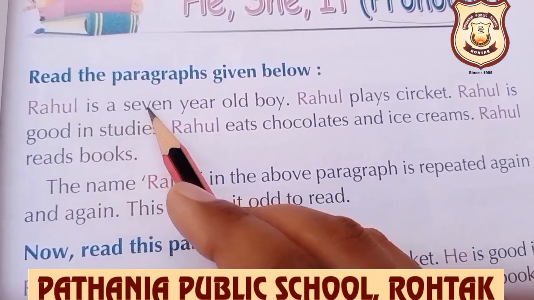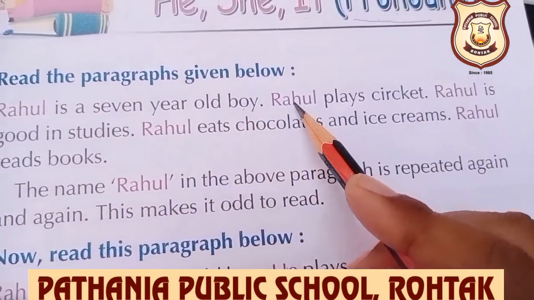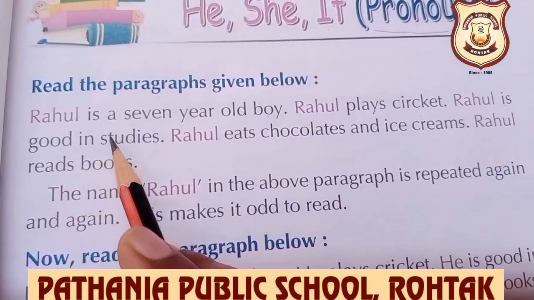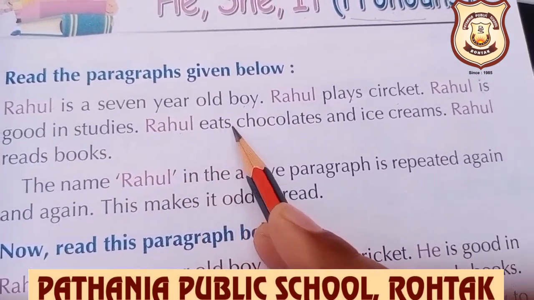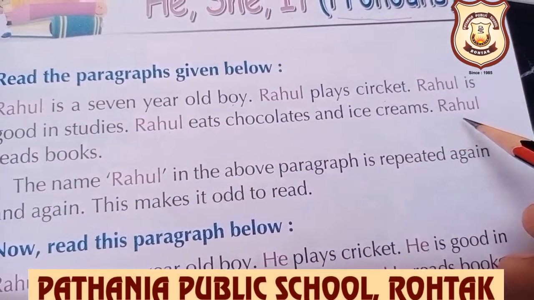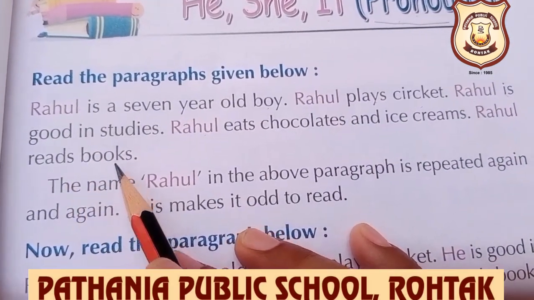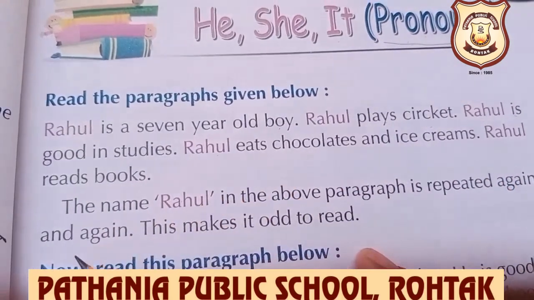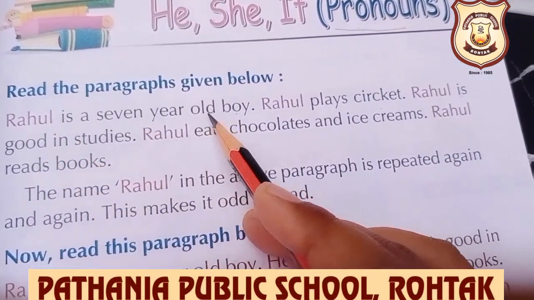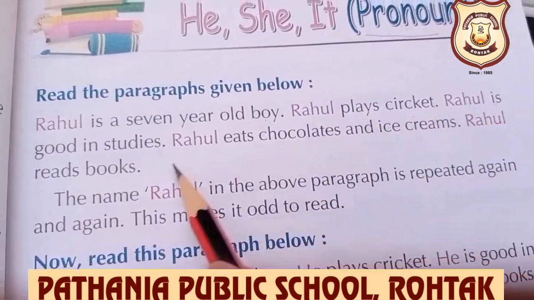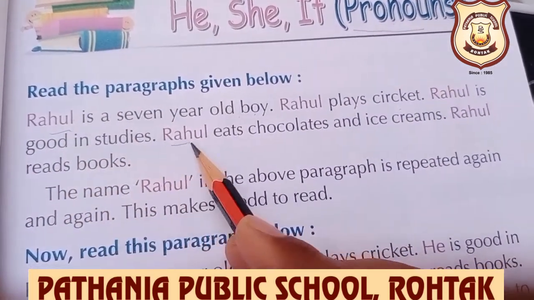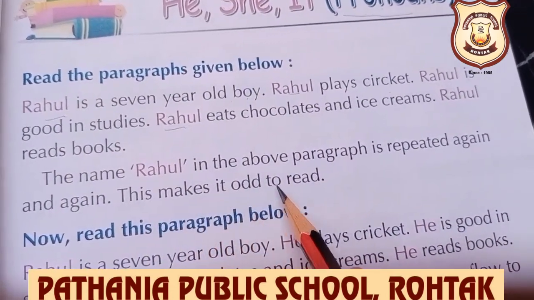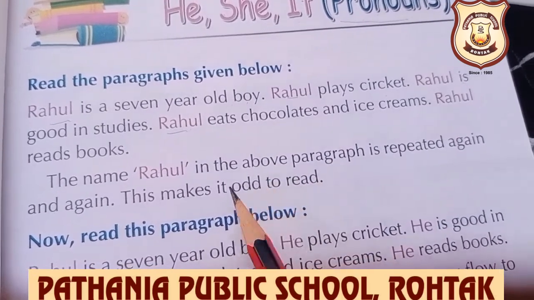Rahul is a 7 years old boy. Rahul plays cricket. Rahul is good in studies. Rahul eats chocolates and ice creams. Rahul reads books. The name Rahul in the above paragraph is repeated again and again. So Rahul, Rahul, Rahul and Rahul again and again. This makes it odd to read, isn't it?